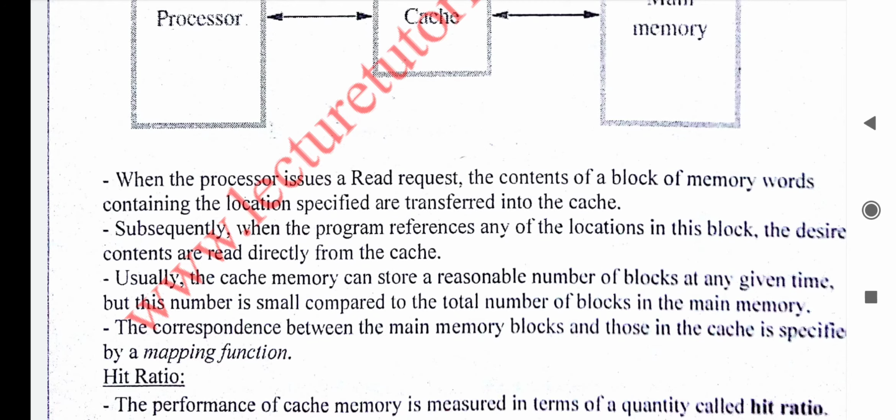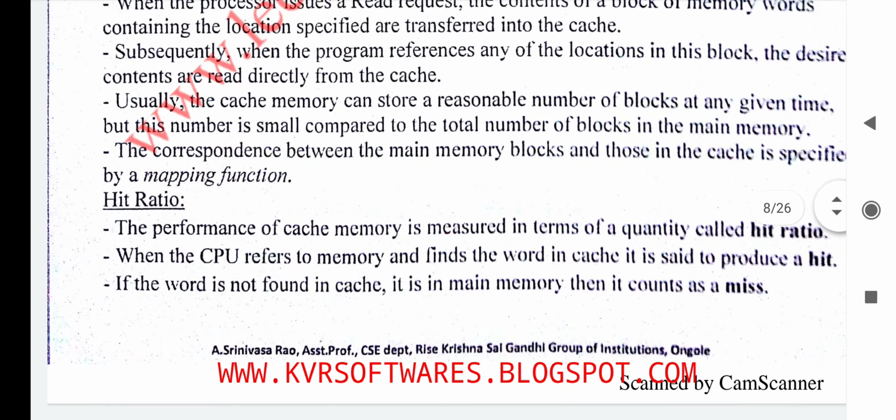Here we have hit and miss. If the content which is requested by the processor is available in cache, then it is called a hit, otherwise it is called a miss. Means you want to search something; if the searching item is available in cache memory, then we call it a hit. If the searching item is not available in the cache memory, then it is called a miss.